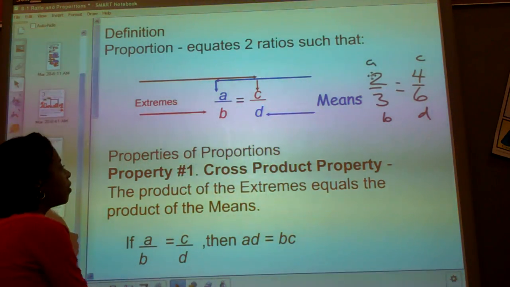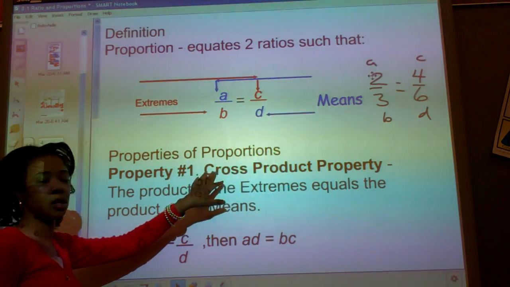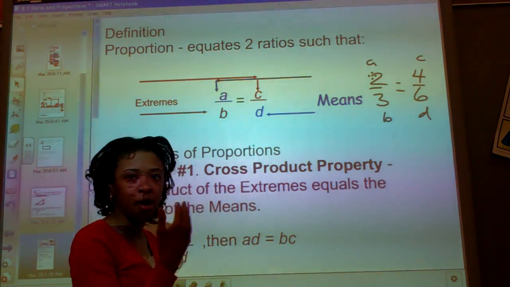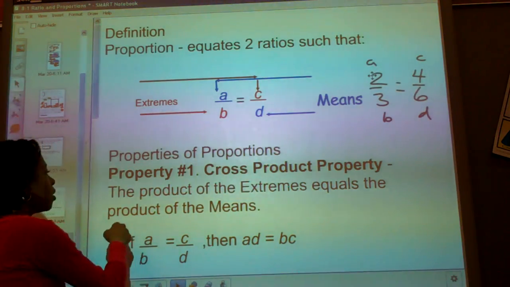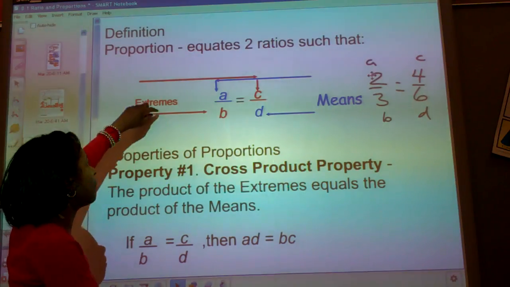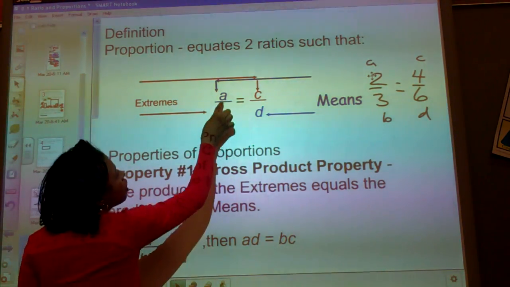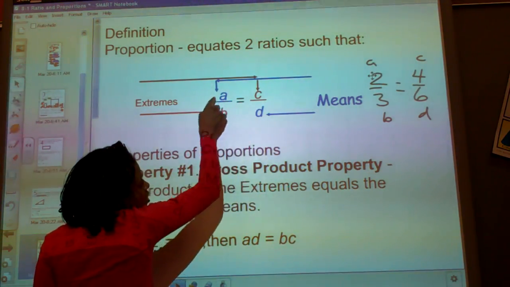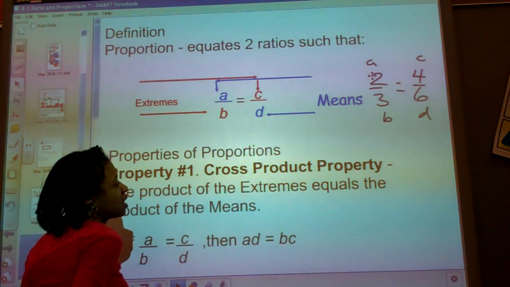will be written. There are 3 ways to solve it. The first property, and know the property numbers, is the cross product. Cross product is what you've probably been doing since 6th grade when you solve it algebraically. You should know that. The product of the extremes equals the product of the means. So the extremes times the means will be equal. So extreme B times C is equal to A times D. When I multiply the extremes, B times C is going to be equal to A times D.